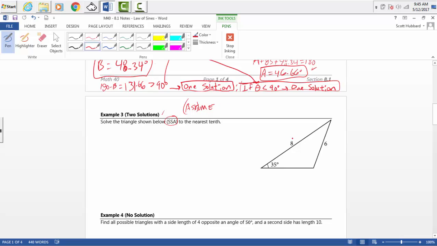And the way you tell, again, is that I only have two sides and I only have one angle. So that's kind of the giveaway. If you only have one angle, then you're going to be kind of in trouble. So 6 and 8. Okay, so what should we do?